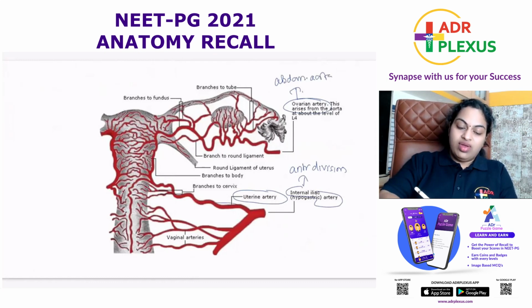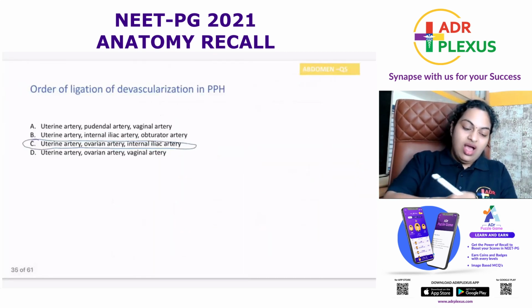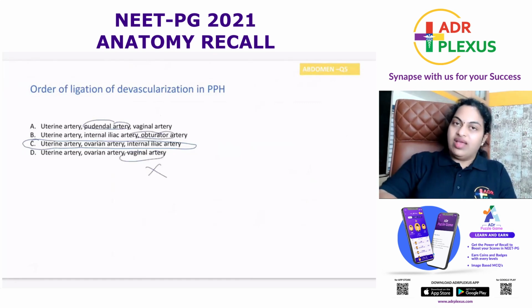So you can see the uterine artery here, tortuous. It's going to ascend up. Now this uterine artery is going to anastomose with the ovarian artery at the lateral angle. Can you see here? At the lateral angle of the uterus. So the first one to be ligated will be the uterine artery, the ovarian artery, and then the internal iliac artery. Other choices you can see, it's having pudendal artery, obturator artery, vaginal artery, which can be excluded.